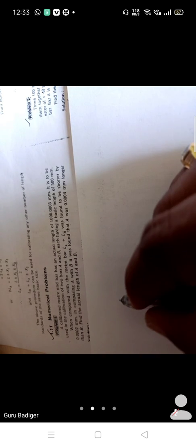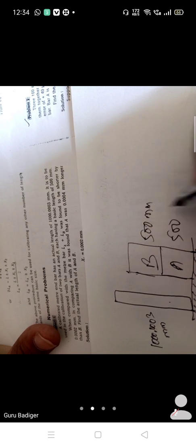So here a calibrated meter end bar will be there. This is the length of 1000.003 mm, right? So it has to be compared with two end bars. Those two end bars have a basic length of 500 mm, A and B, 500 and 500 mm, right? So there is a gap when you compare with the two end bars.